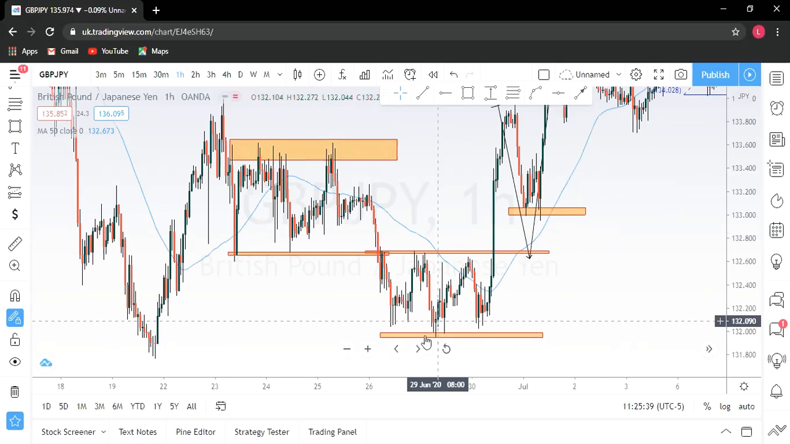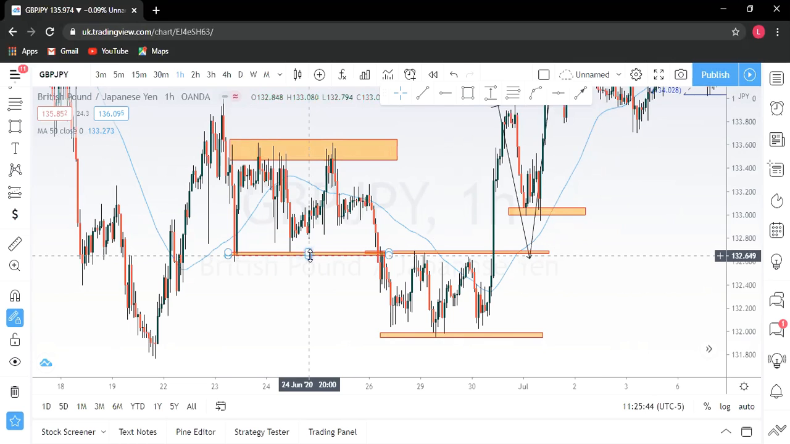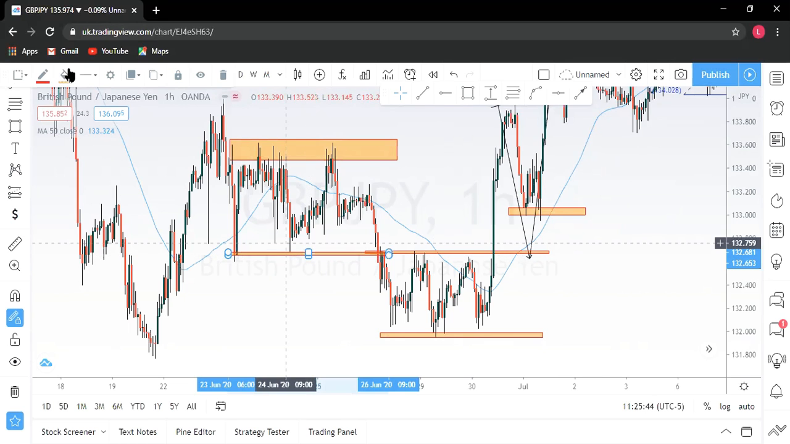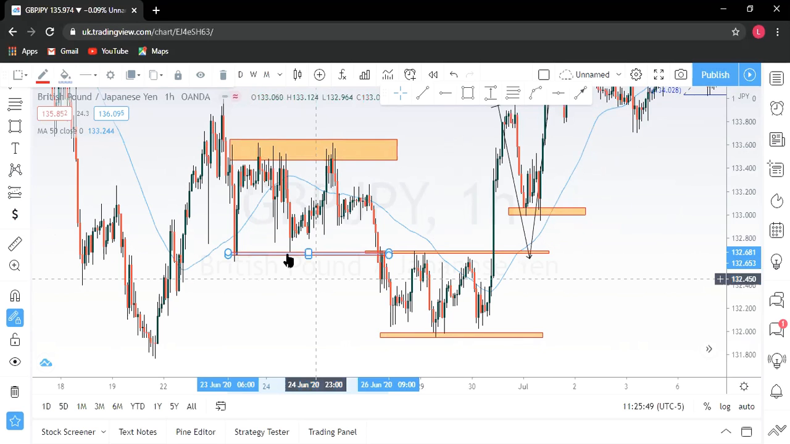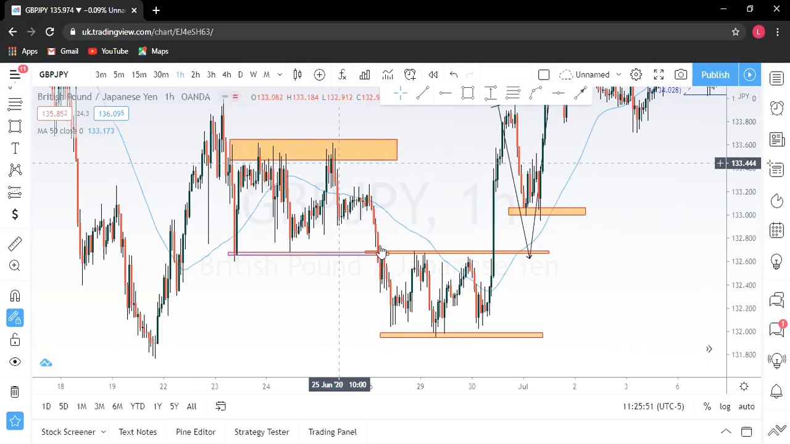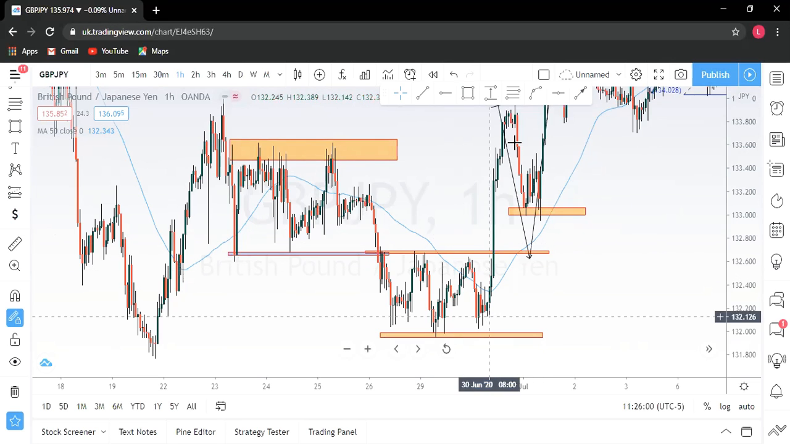Then they bought from this support. This was the support before. Let me change the color to blue. This was a support before because the market was buying from it. But when they broke it, what did it become? It became resistance. Can you see? The market went to test it, then came down. Went to test it, then came down, and finally broke it again.